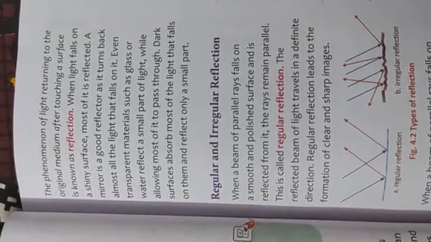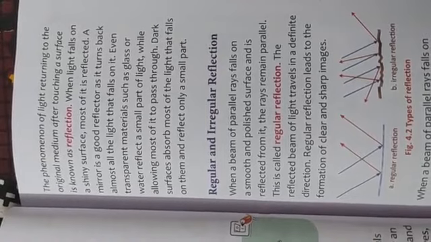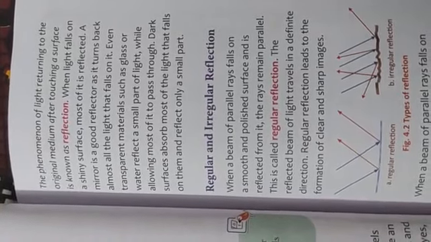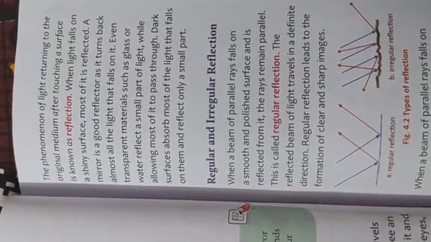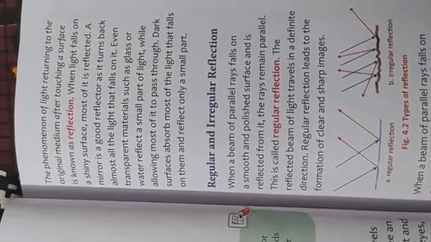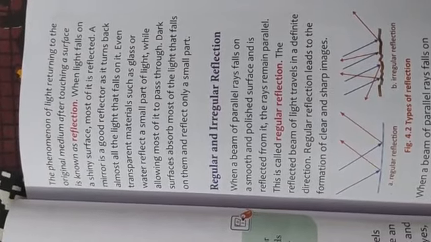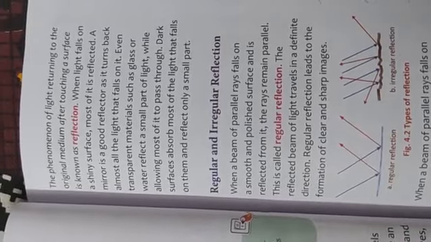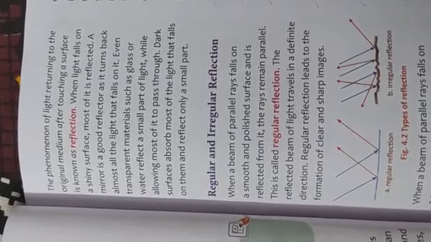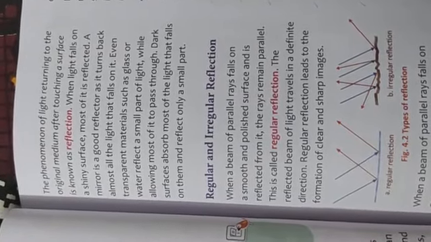So reflection is of two types. What are they? Regular and irregular. Regular means when a beam of parallel rays falls on a smooth and polished surface and is reflected from it, after striking the polished surface the rays remain parallel. So this is called what? Regular reflection. The reflected beam of light travels in a definite direction. Regular reflection leads to the formation of a clear and sharp image.